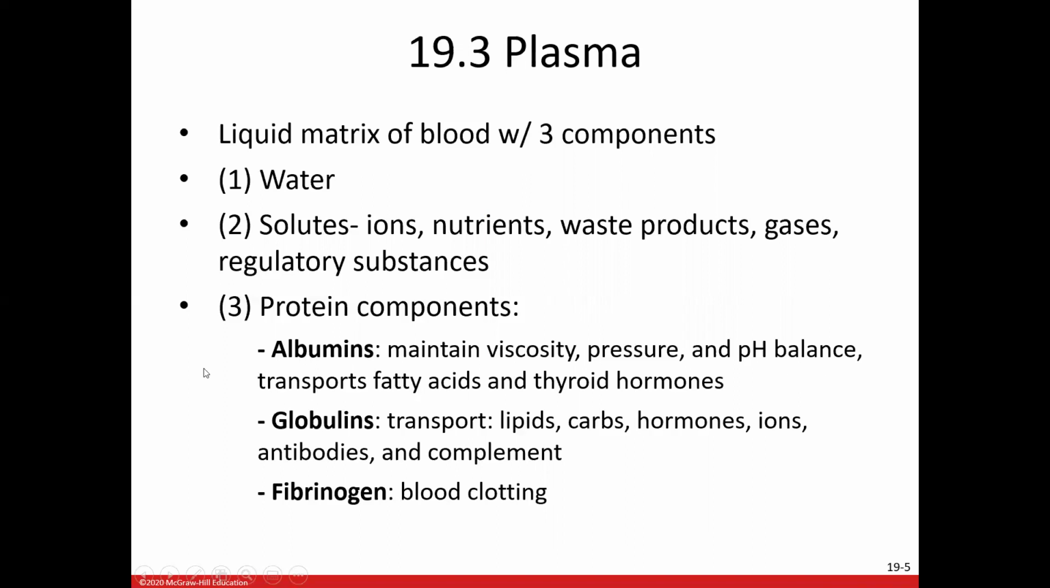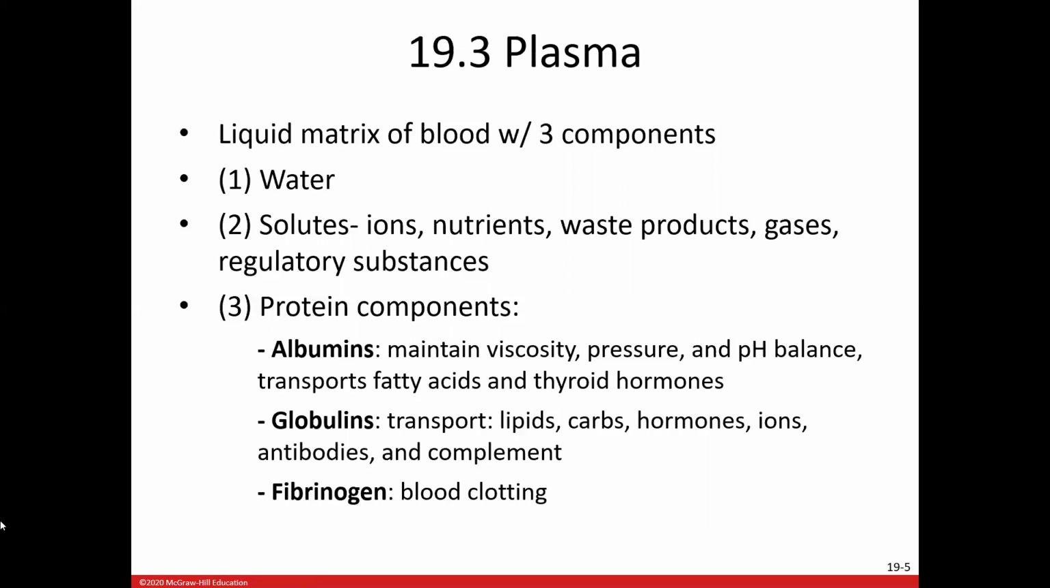So your albumins are largely responsible for maintenance. So they're going to maintain what's called viscosity. That's the resistance to flow, the pressure and pH as well. They do have a little bit of transport with your fatty acids and then specifically the thyroid hormone, but your albumins are largely responsible for maintaining the qualities of blood.